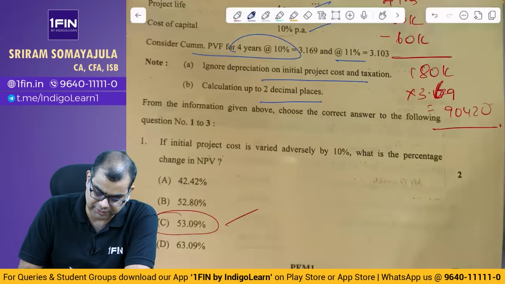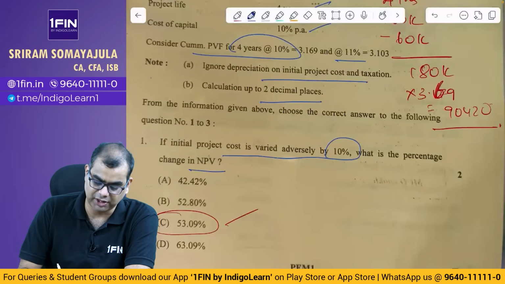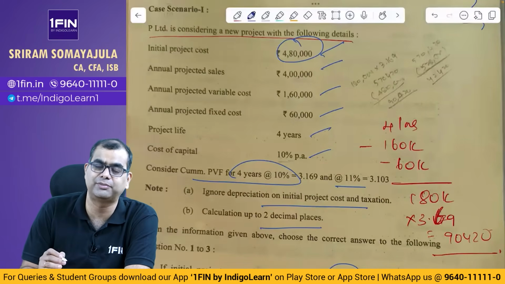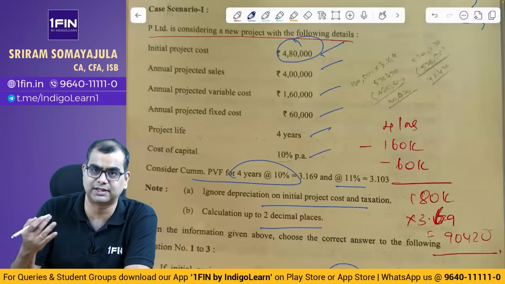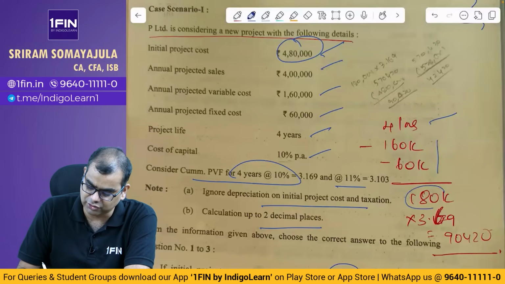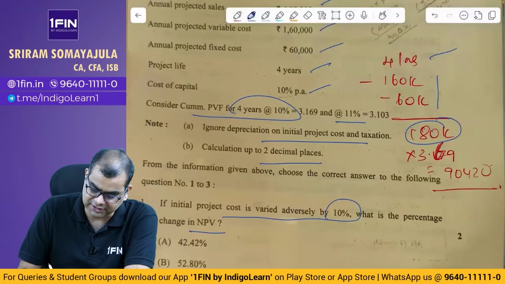First one: if project cost is varied adversely by 10%, what is the percentage change in NPV? Project cost is 4,80,000. So instead of 4,80,000, if it becomes another 48,000 plus, that is about 5,28,000. So you have 4 lakhs of revenue minus 2,20,000 of expenses, which gives you 1,80,000. You multiply it with the present value factor of 3.169, and you get 90,420.